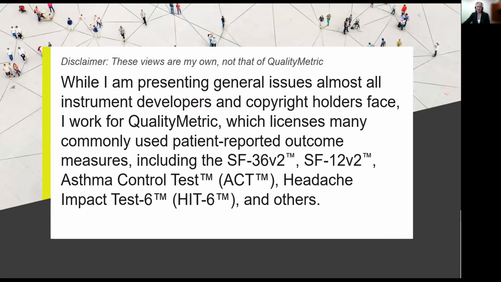Thank you all for being here. As a scientist, I use many different types of clinical outcome assessments across a wide variety of studies. But I am here on behalf of Quality Metric, where I work, and we do license many commonly used patient-reported outcome measures. Hopefully that experience will be a help to you today.